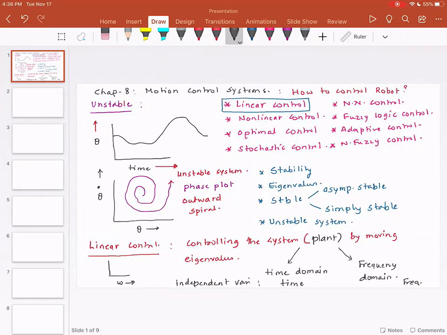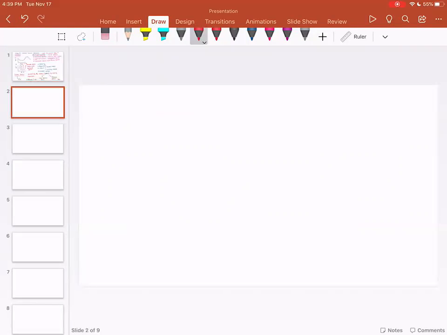So now I'm going to go through the concept of eigenvalues, and I want you to be absolutely clear about this. Now I'm going to start with the same example that I gave you some time ago. Consider that you have a system x dot is equal to ax. Now a is just a number. So this is a first order differential equation.